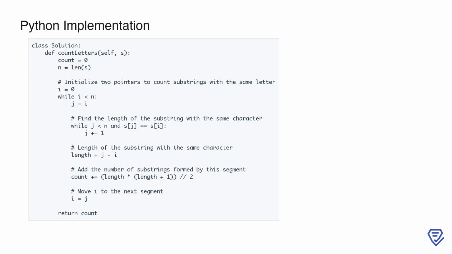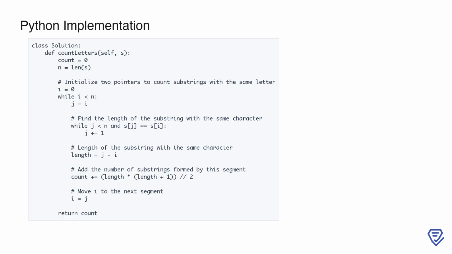This solution efficiently counts substrings with only one distinct letter in the input string s. The function starts by initializing count to 0, which accumulates the total number of valid substrings. We also determine the length of the string n and set up a pointer i to iterate through the string. The algorithm uses a while loop to iterate through the string. For every character at position i, a nested while loop is used to find the length of the contiguous segment of characters that are the same. This is achieved by incrementing a second pointer j until the character at j differs from the character at i or the end of the string is reached.